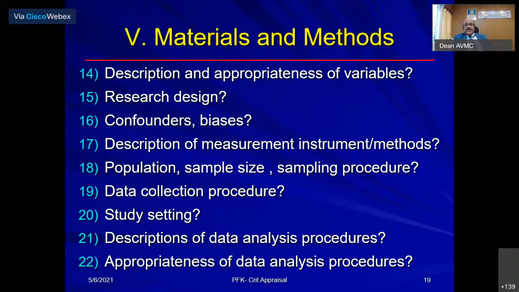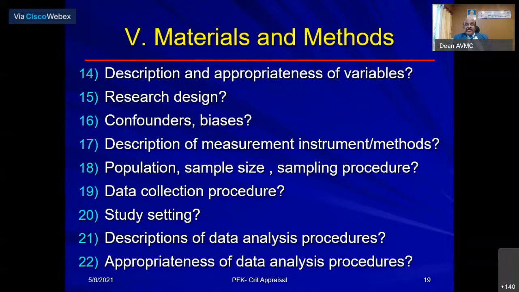So these numbers on the left hand side, 14, 15, there are a total of 39 parameters that Dr. Bordas has described. Each component has point marks, maybe a fraction of 1 also, and it will give a very good result if you start doing that. So then the materials and methods should contain a description, appropriate, of various variables, research design, confounders, the study setting.